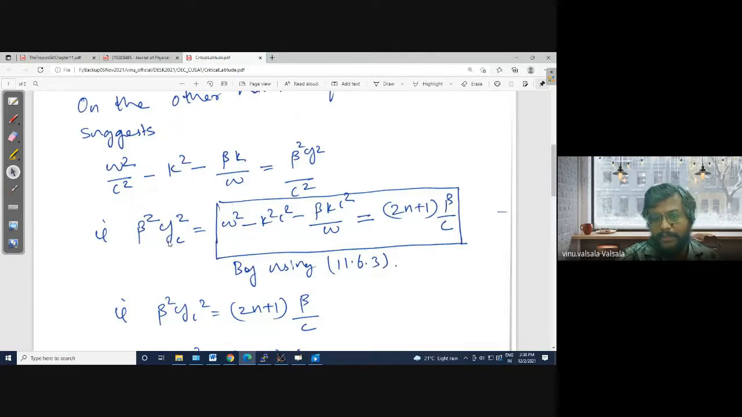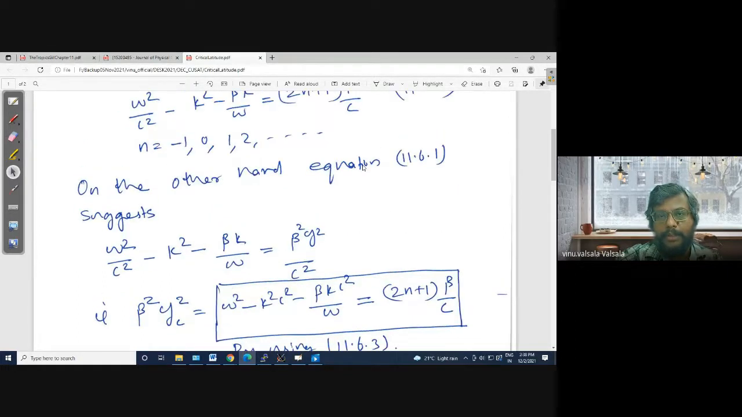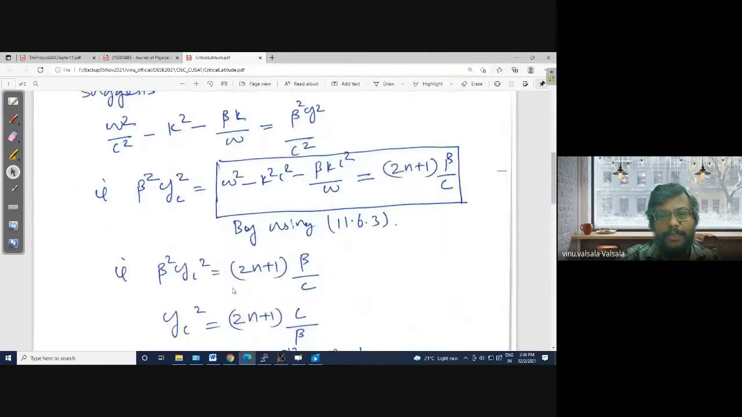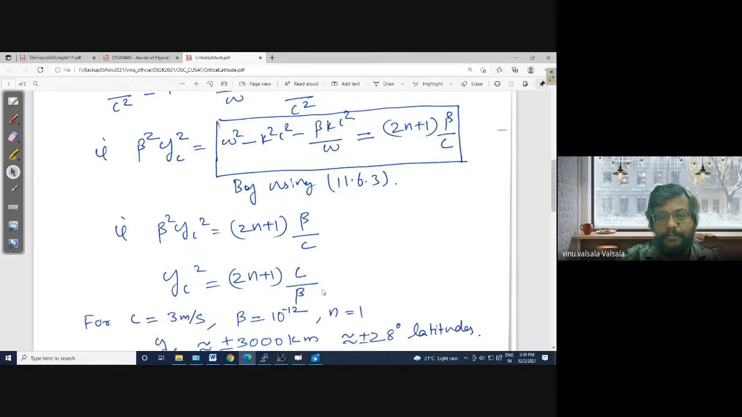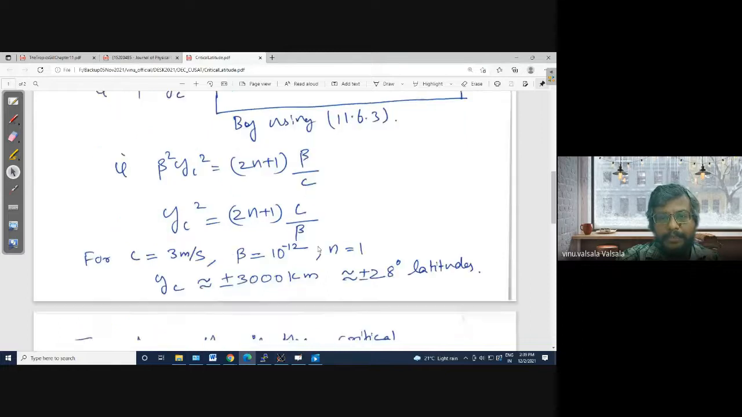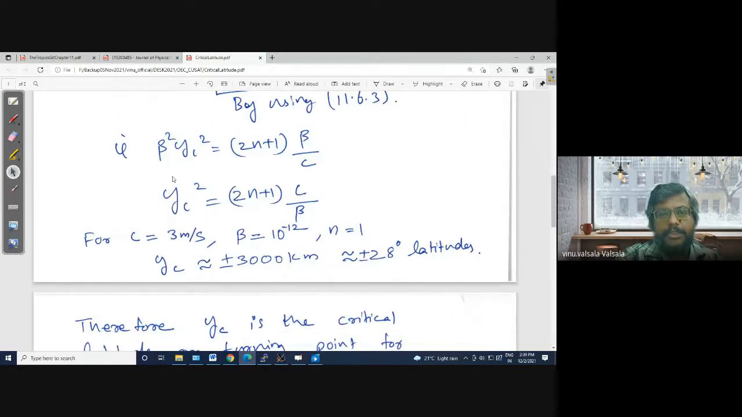Y is actually the meridional distance away from the equator, so we can call it a latitude. At a critical latitude YC, beta square YC square, where C is a suffix, not Y multiplied by C, representing the critical latitude, is equal to, by the previous equation, (2n plus 1) beta by c. That means at the critical latitude, the relation of the dispersion is beta square YC square equals (2n plus 1) beta by c. What does this tell you? That YC square equals (2n plus 1) c by beta, because beta cancels from each side. This is the fundamental relation.